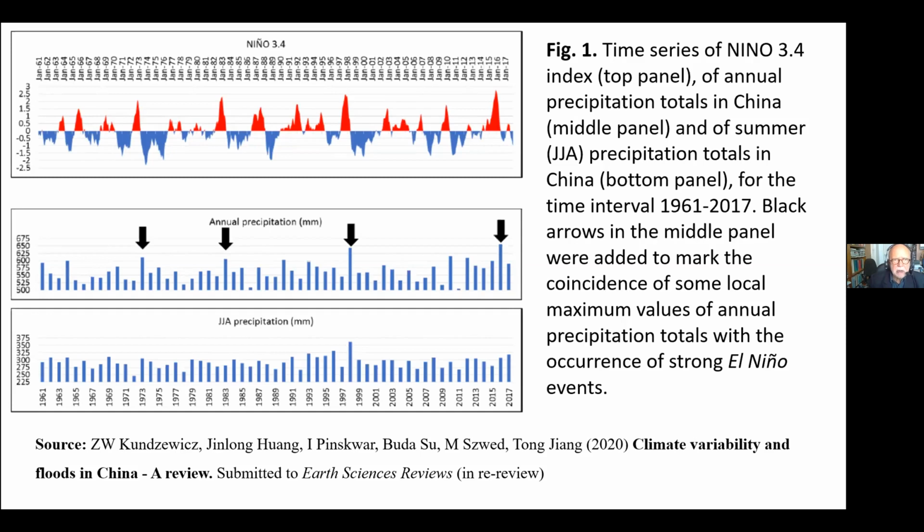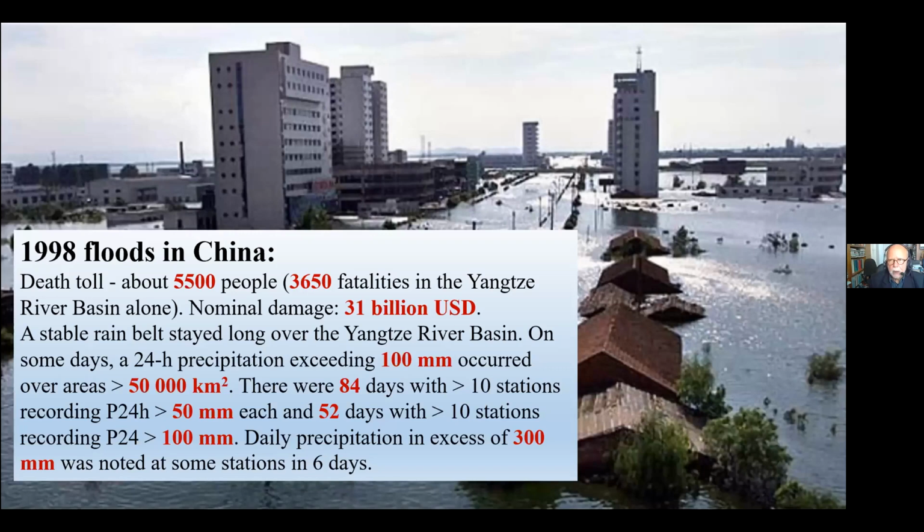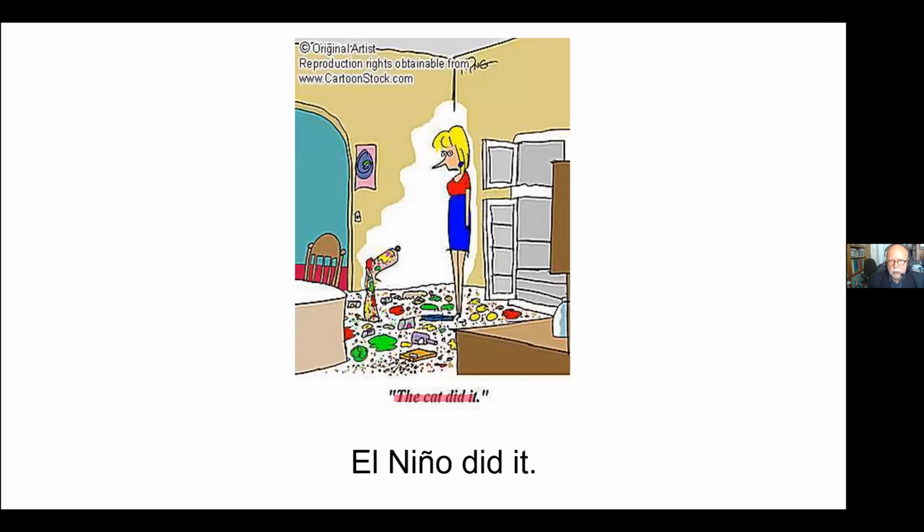This happened in 1973, 1983, 1998, and 2016. So you see there is a peak of Niño 3-4 and a peak in annual precipitation, average precipitation in China. We have data from China Meteorological Administration, where some of the co-authors, Chinese co-authors, were. Indeed, 1998 was a big flood in China with more than 5,500 people killed, huge material damage. And the reason of the flood was a daily precipitation in excess of 300 millimeters, noted at some stations in 6 days. El Niño did it. Well, maybe.